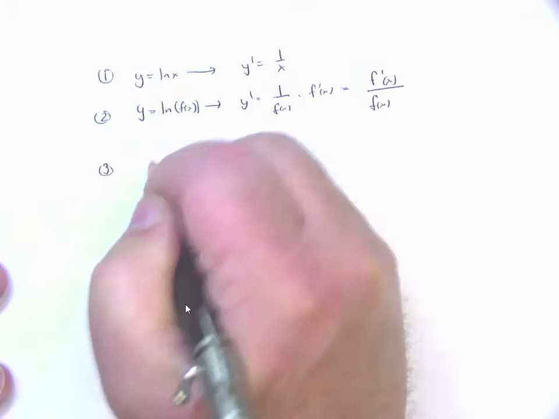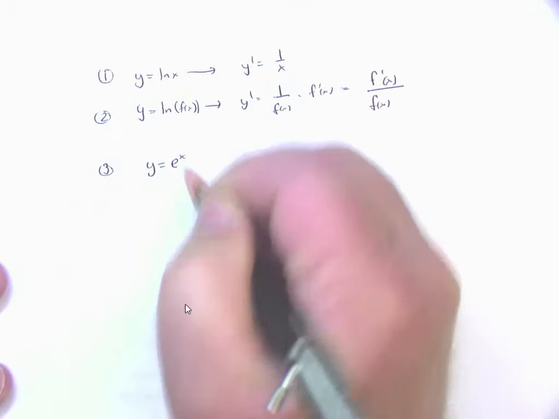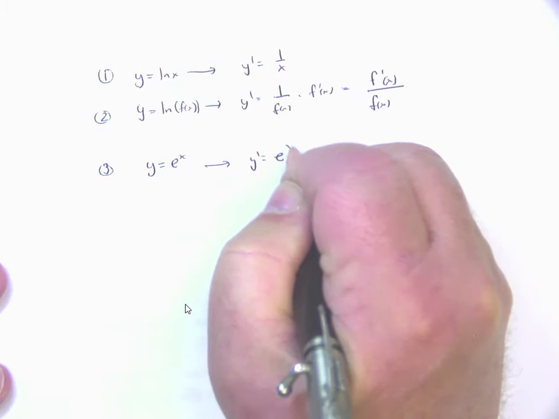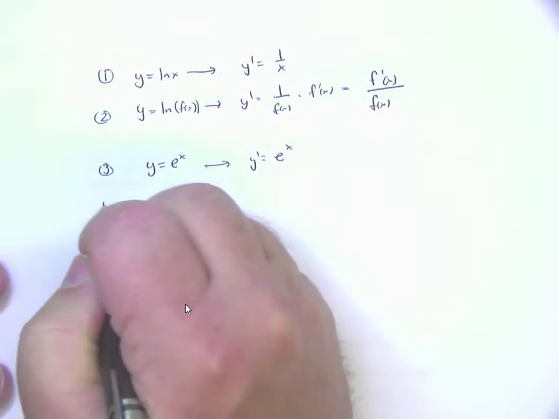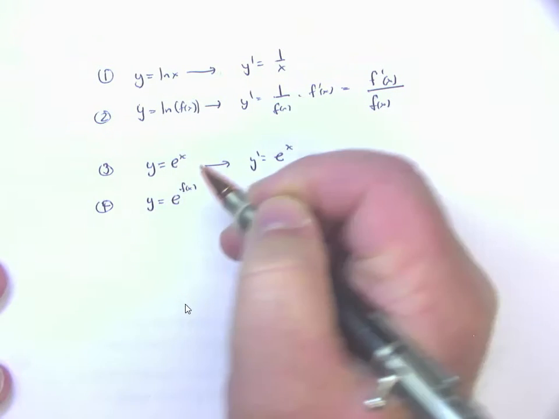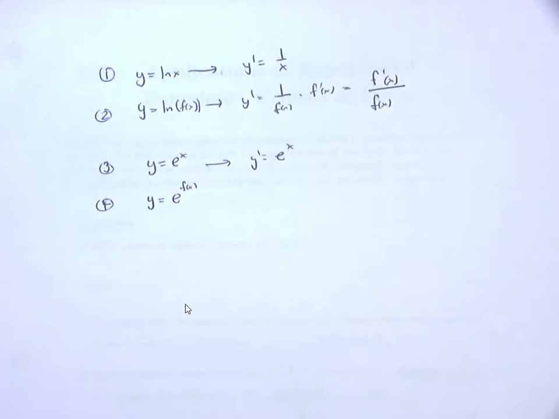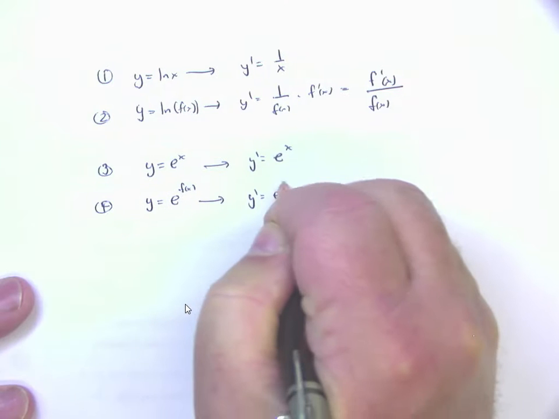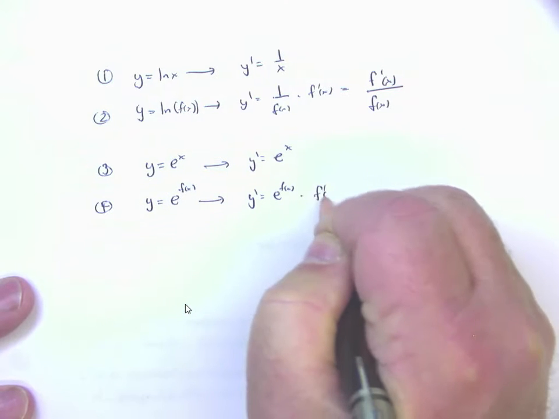Number 3, your exponentials. y equals e to the x. What's the derivative of e to the x? It's the easiest thing you can remember. It's e to the x. It's the same thing. But then you have the chain rule version of that. If you've got y equals anything other than x or t, whatever the independent variable is, if y equals e to a function, then y prime equals e to the function times the derivative of the exponent.